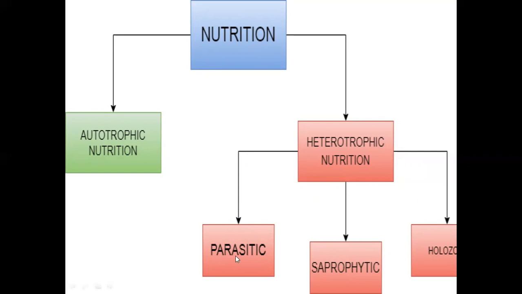Parasitic means the organism lives on the body of another organism called the host and derives nutrition from there. Saprophytic means the organism has extracellular digestion, that is, it produces enzymes outside the body, and these enzymes convert the complex food into simpler forms, and these simpler foods are absorbed by the body. For example, in fungus, this type of nutrition is seen. Holozoic means the organism takes in solid food particles into the mouth.